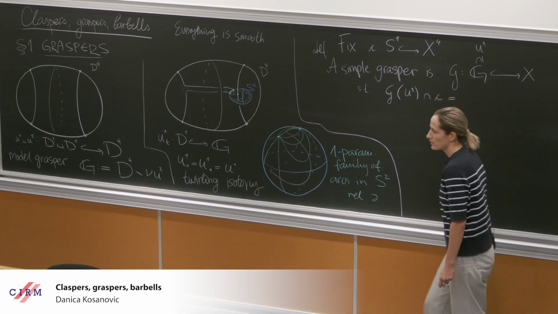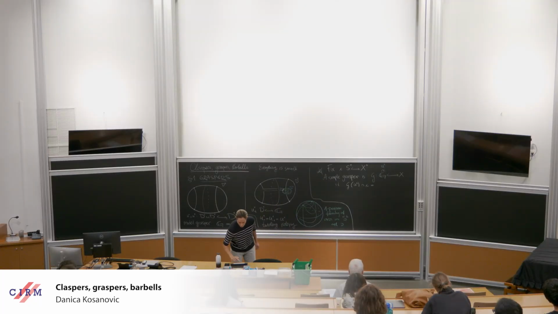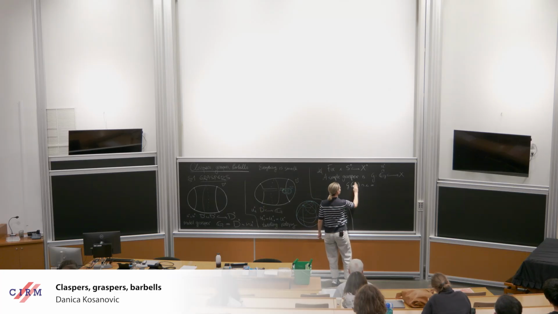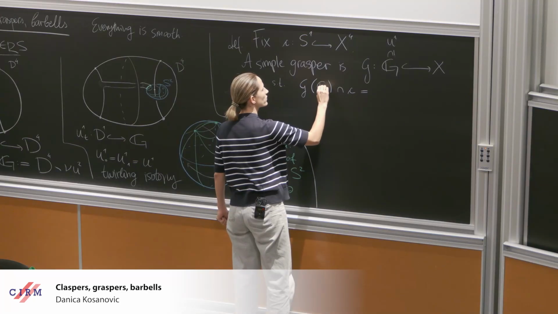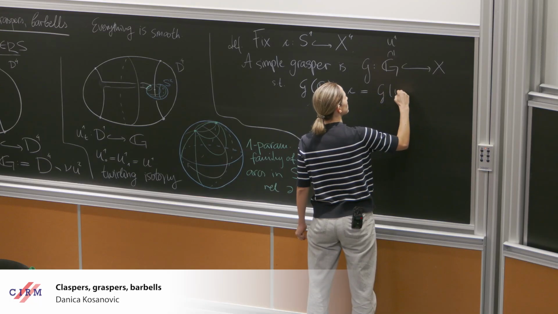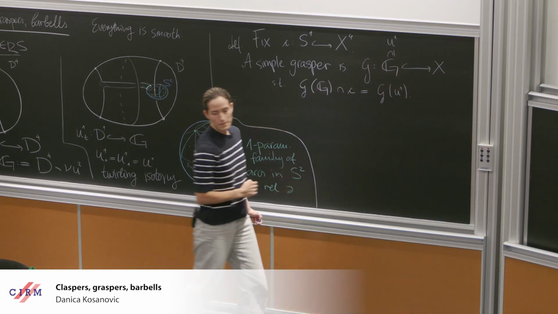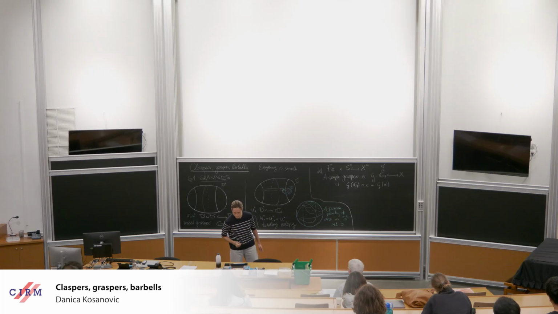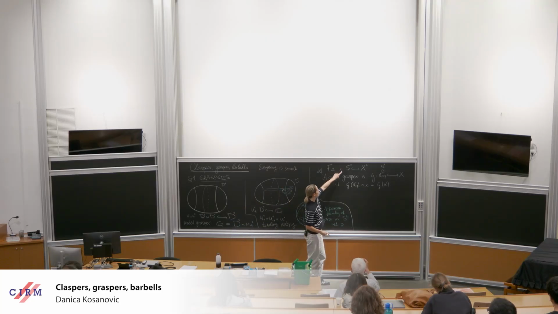Okay, so let me see my notes. It's just, G, the intersection of the whole grasper with C is just G of U1. So that's the only condition. So what's C again? Sorry? C is fixed.